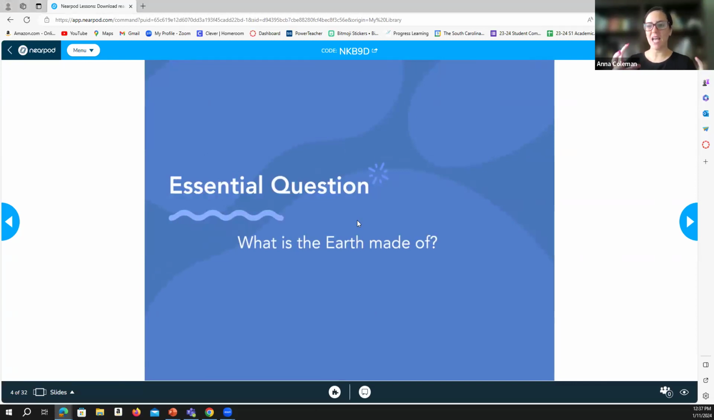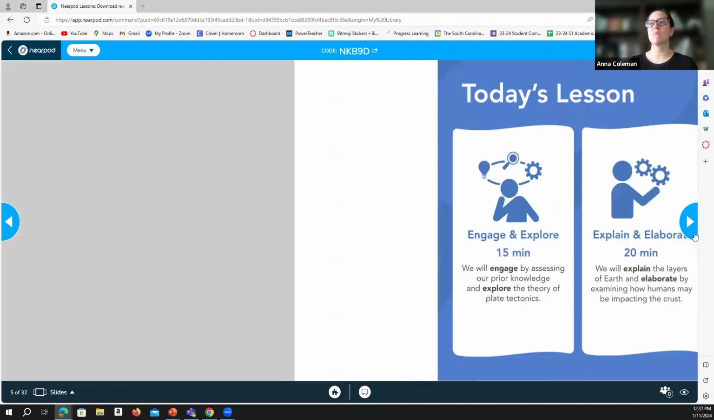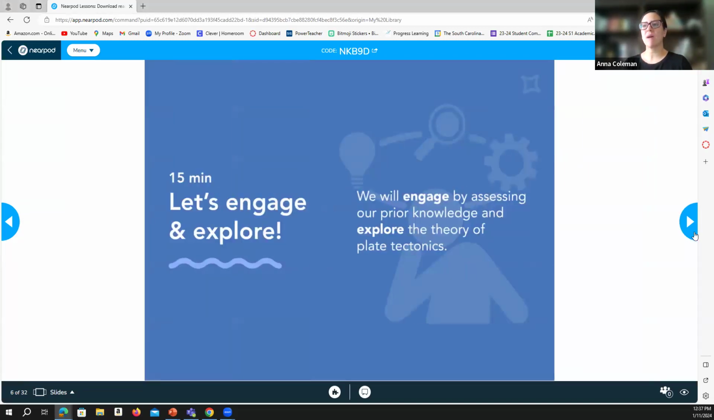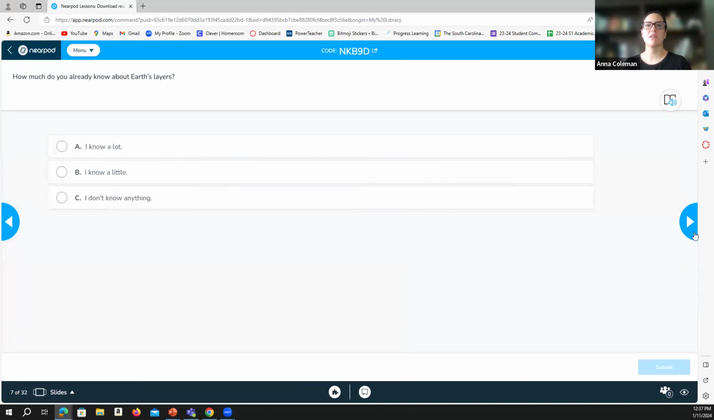So we're going to look at the inside, the interior of the Earth and see what it's made of. We'll get started. We're going to engage by assessing our prior knowledge and explore the theory of plate tectonics. So I want to know, how much do you already know about the Earth's layers? Do you know a lot? Do you know a little? Or not anything? Go ahead and mark your answer. Not a right or wrong answer. It's just for me to gather some information as we start this study.